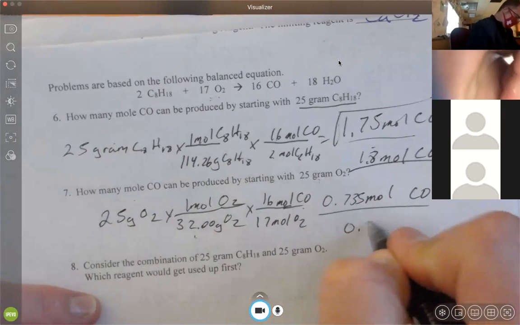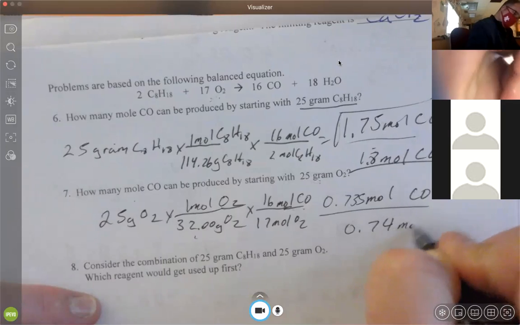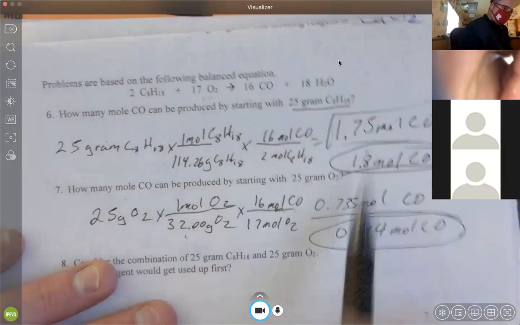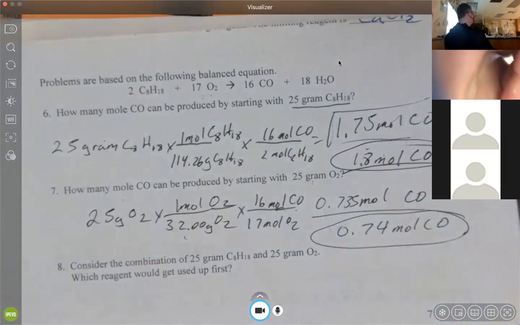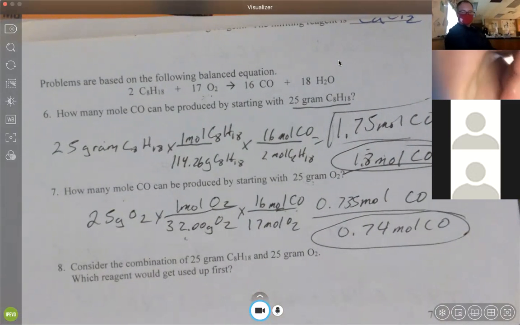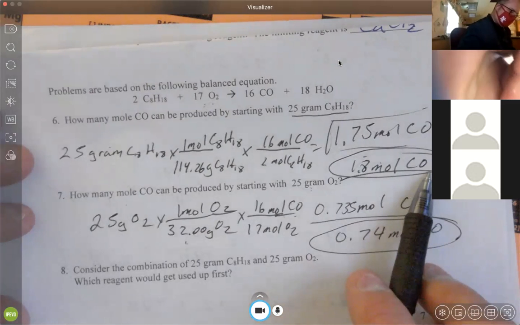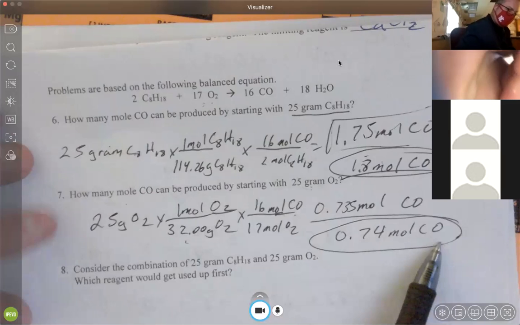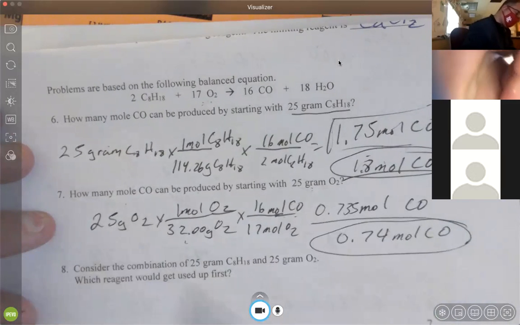So 0.74 moles of CO. Out of these two amounts circled, how much could I actually make? Anybody at home? Out of these two amounts circled, how much could I actually make? Can I make 1.8 moles of CO? Whenever 25 grams can only make 0.74 moles? I can't. I can't make that much because I don't have enough O2.